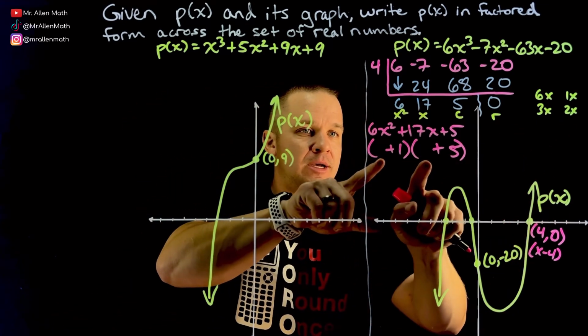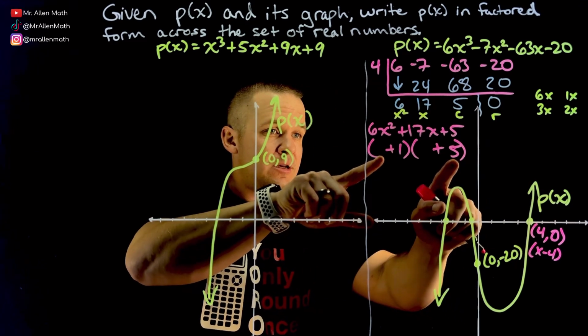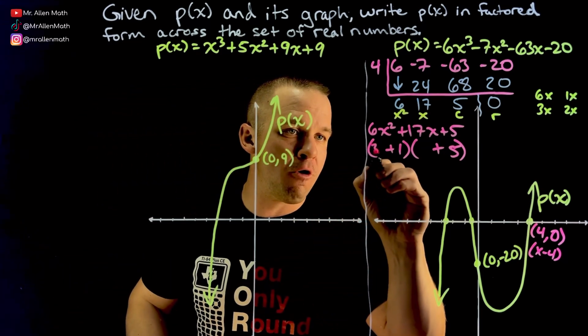So I put 3x and 2x here. 3x times 5 is going to be 15x. 2x times 1 is 2x. That gives a 17x. First try.